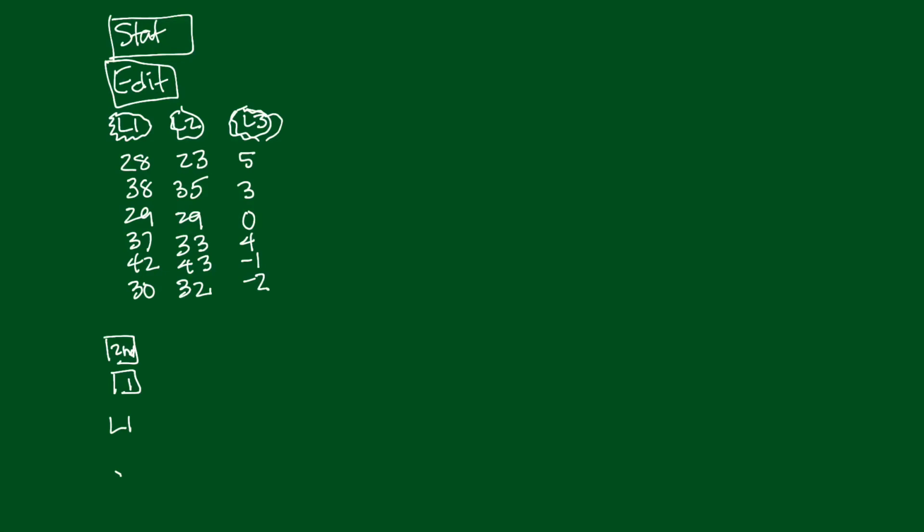Now we're ready to run this test. Back to Stat, press the Stat key, select item number 4. Item number 4 says two-samp t-test.